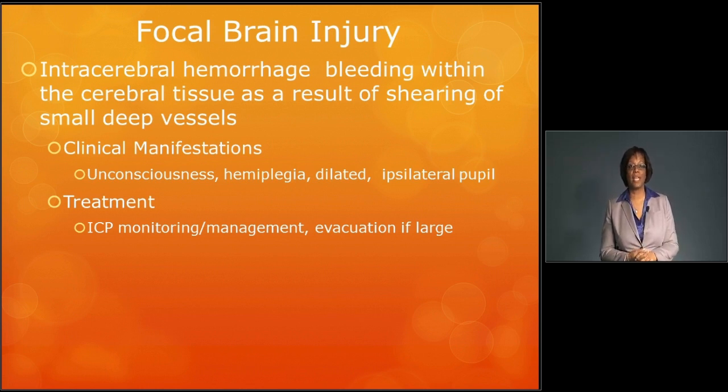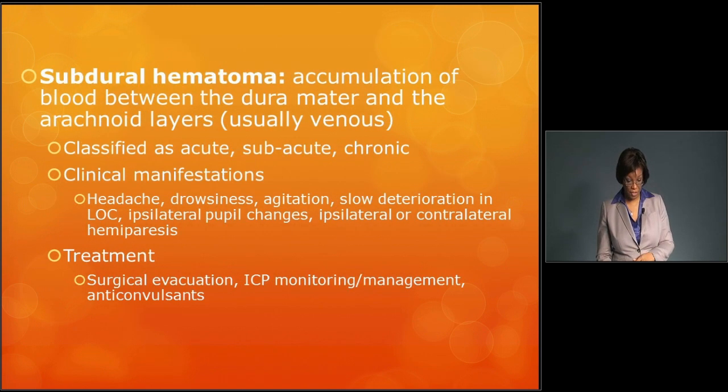All right, so we have focal brain injury, so this would be intracerebral hemorrhage, bleeding within the cerebral tissues as a result of shearing of the small, deep vessels of the brain. Clinical manifestations of this, pretty straightforward: unconsciousness, some type of hemiplegia or paralysis, an ipsilaterally dilated pupil with a normal pupil on the other side. Treatment would be focused on the presenting symptoms, focus on keeping ICP down. So again, giving the mannitol, minimizing doing things that would increase ICP. And then of course they may be going to surgery to evacuate the hemorrhage if it's large enough.